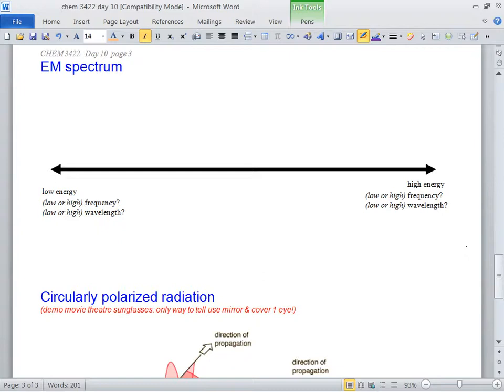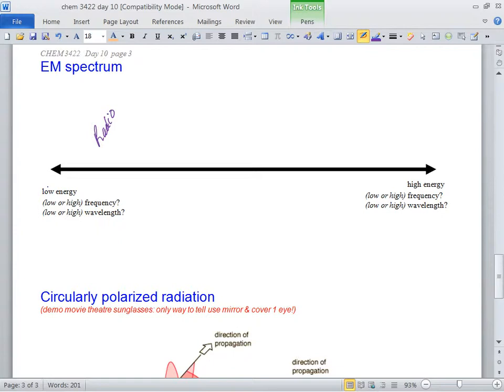The electromagnetic spectrum. Okay, Alyssa, name a region of the electromagnetic spectrum, and we'll just slap it on the spectrum here. Any region. Radio waves. Okay, would you say that's on the high energy side or on the low energy side? Probably low. Low energy side. So I'm going to write radio waves over here on the low energy side.